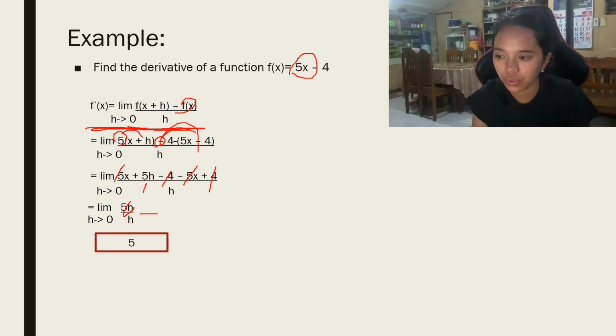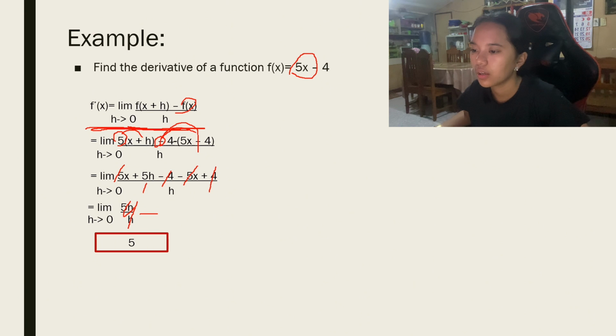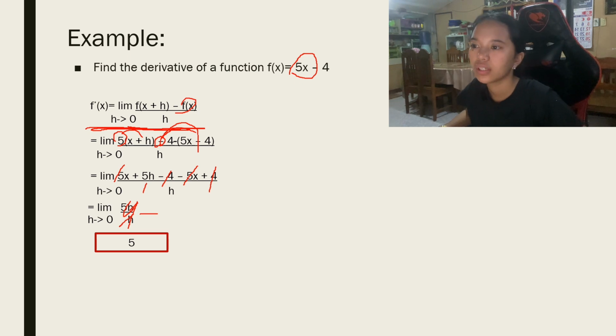So, direct substitution na rin yan. Yung value ng h natin is 0. So, 5 times 0 is equals to 0. So, dalawa yung naging reason ng pagiging final answer ng 5: yung pagka-cancel out ng h at saka yung pagda-direct substitution.